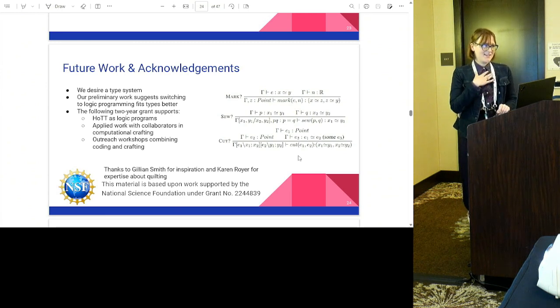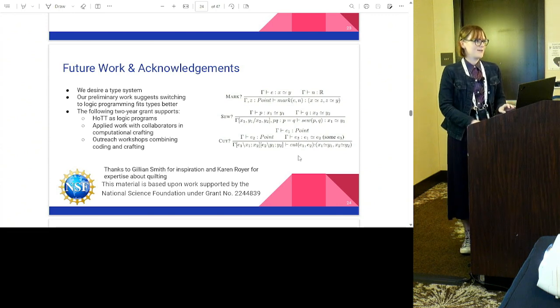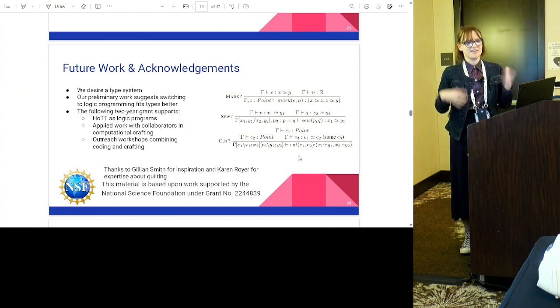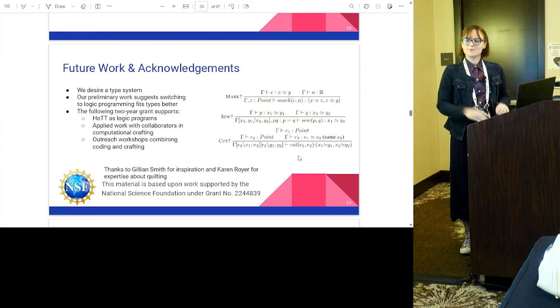I also must thank our quilting consultants. I'm a knitter, not as much a quilter, but we had some very awesome help from some quilters at WPI who were able to provide insight into the terminology and all of that. That was useful for learning more about quilts and what we should do with them. But yeah, thank you. Any questions?